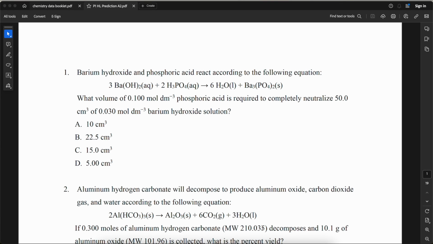Today I'm going to explain another example of a Paper 1 Higher Level prediction question. It's not 100% guaranteed that these questions will appear in the exam. However, you can take this as a mock exam to check whether you are ready for the exam, or to find out what kind of topic you're still struggling with.